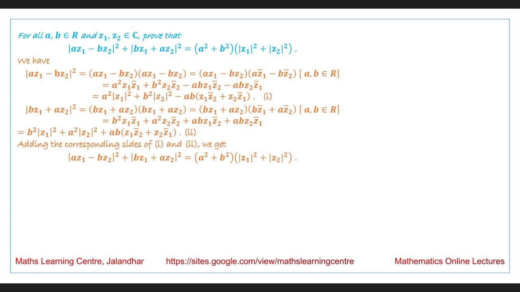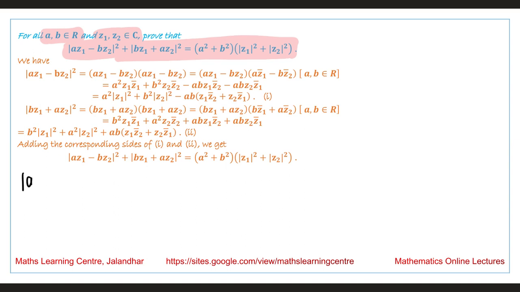Next, a and b are real numbers. We are given that a and b are real numbers, and z1 z2 are complex numbers. We have to prove this result: mod of a z1 minus b z2 whole square plus mod of b z1 plus a z2 whole square is equal to this value. To prove this result, we start with this first term over here.